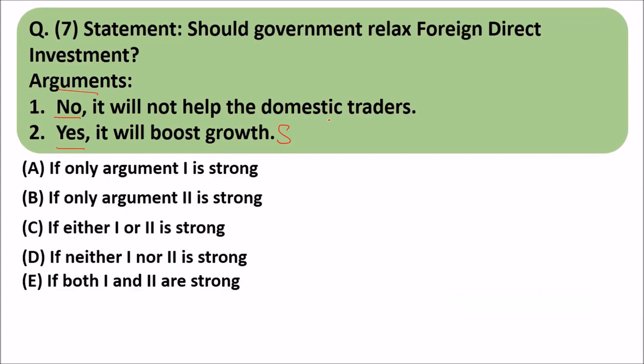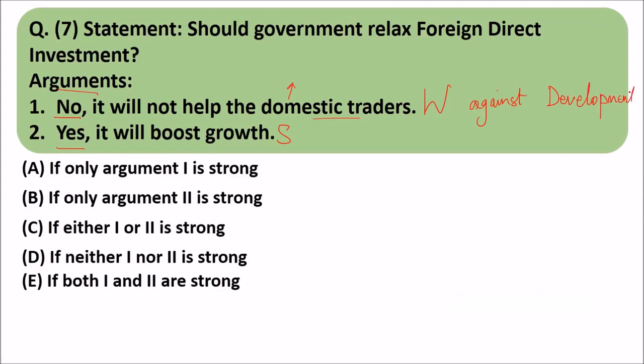Now if you look logically, what happens due to foreign direct investment? We get foreign currency, we get foreign technology. So whatever foreign currency, foreign technology is there, it would help the domestic traders also. It would, because of the technology, because of the competition, they would become better and better. Okay, so this is a very weak argument which is going against the development. Since it is going against the development, it becomes a very weak argument.